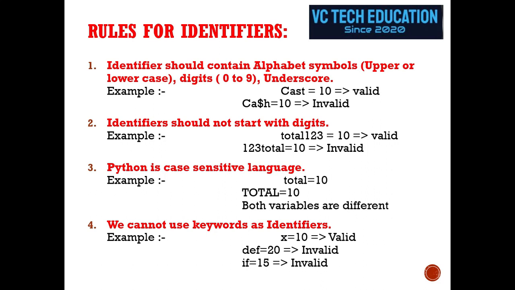An identifier should not start with digits. If any identifier starts with a digit, it is invalid. For example, total123 equal to 10 is valid, but 123total equal to 10 is invalid.